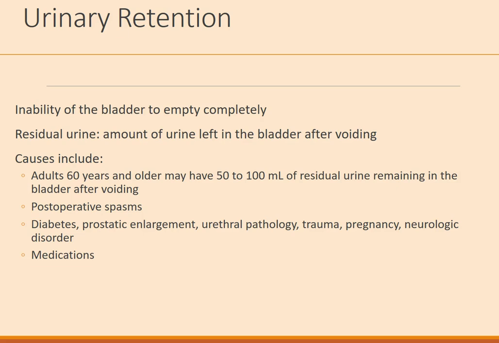Causes include: adults 60 years or older may have 50 to 100 mLs of residual urine remaining in the bladder after voiding. Postoperative spasms, diabetes, prostate enlargement, urethral pathology, trauma, pregnancy, and neurological disorders may cause urinary retention. For my gentleman, who is 80-some years old, he had probably anywhere from 100 to 200 mLs left in his bladder after he went. This was due to his surgery and the fact that the anesthetic slows everything down to a point where his sphincter wouldn't relax for him to be able to go.